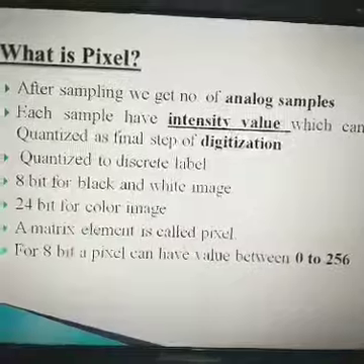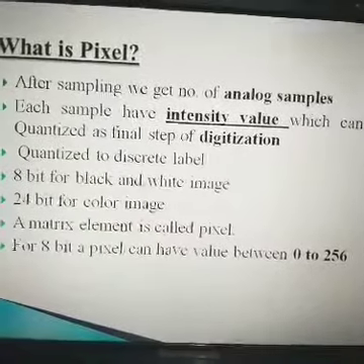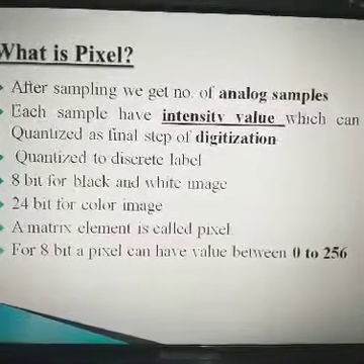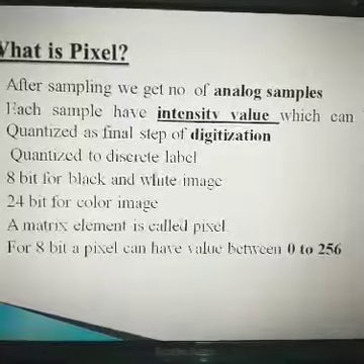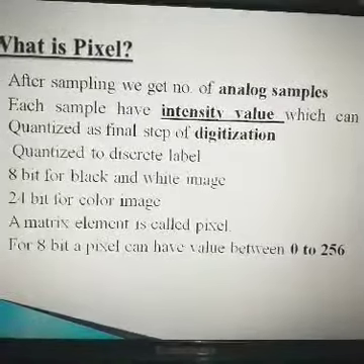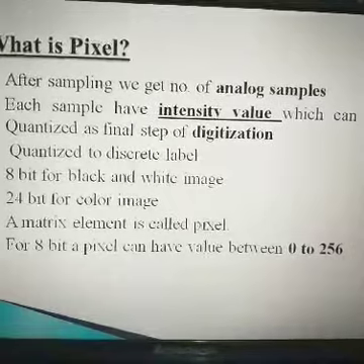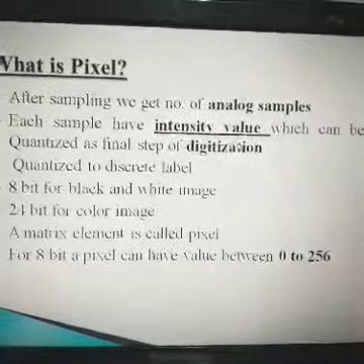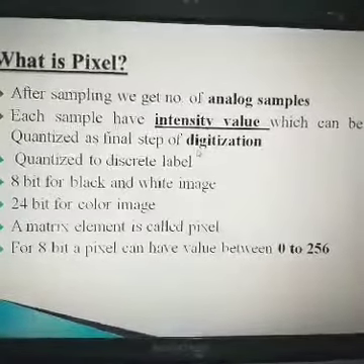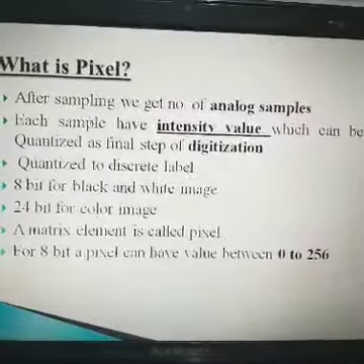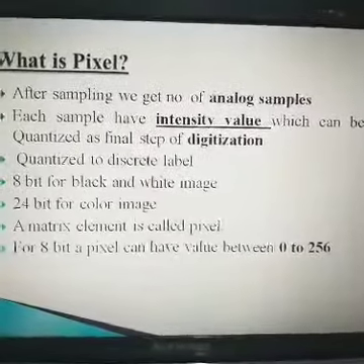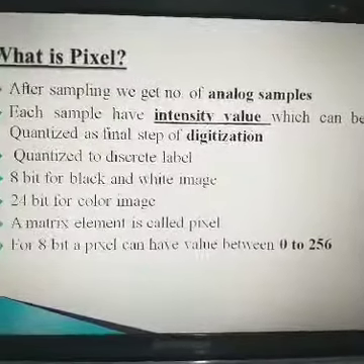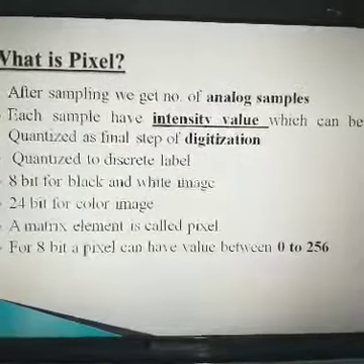So let's start with what is a pixel value. We already discussed what a pixel is. A pixel is the smallest element of an image, also known as the picture element. After the sampling process, we get a number of analog samples, and each sample has some intensity value which can be quantized as the final step of digitization. The concepts of sampling and quantization were discussed in the last lectures. For clarification, you can see that video again.